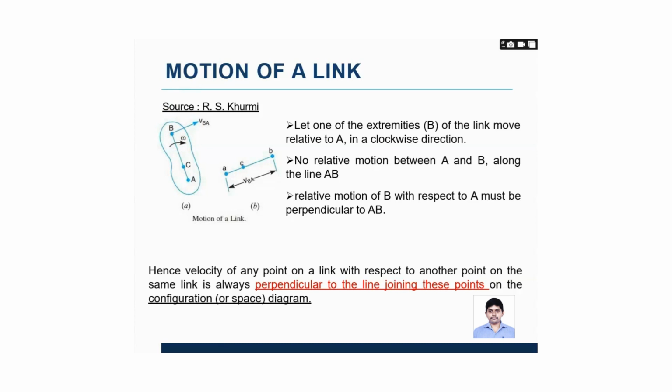Hence the velocity of any point B with respect to another point is perpendicular to the line joining those points. That is represented using this space diagram, and we will conclude the remaining in our next session.